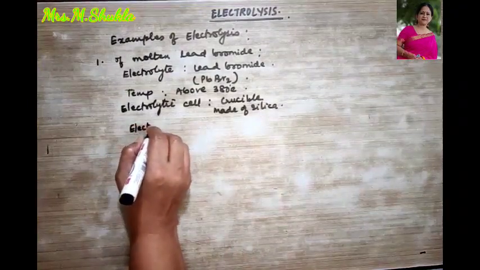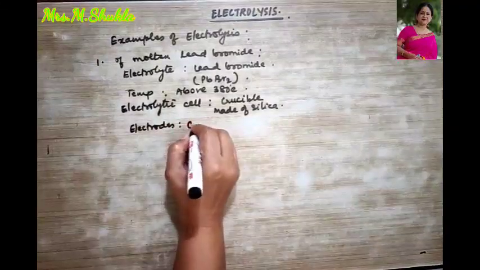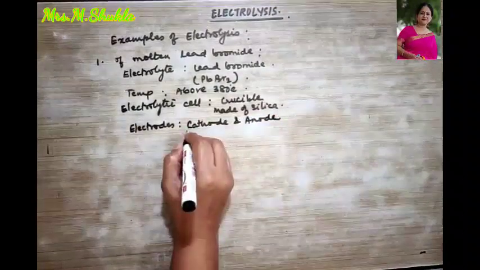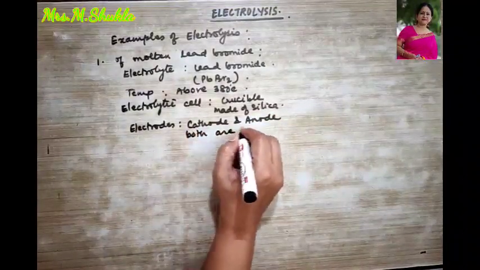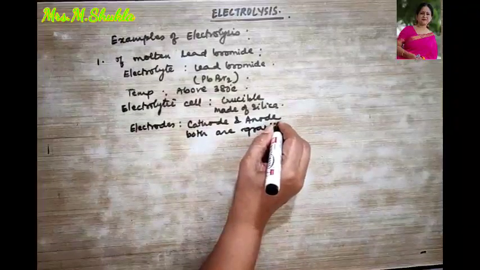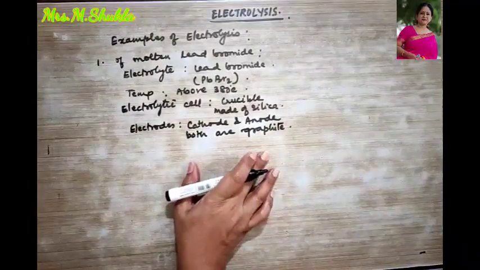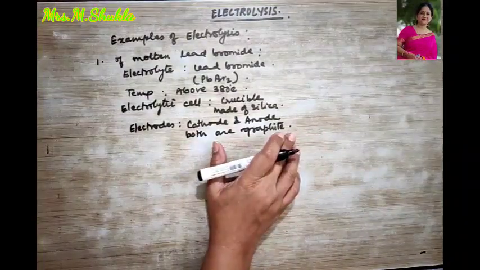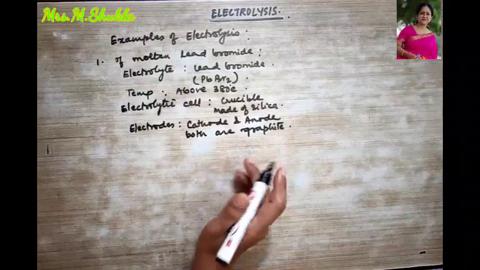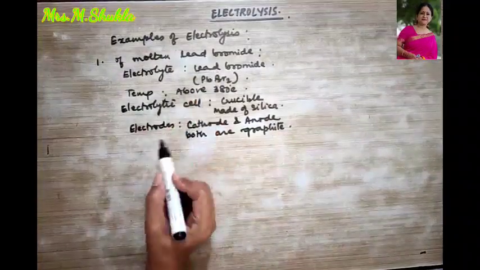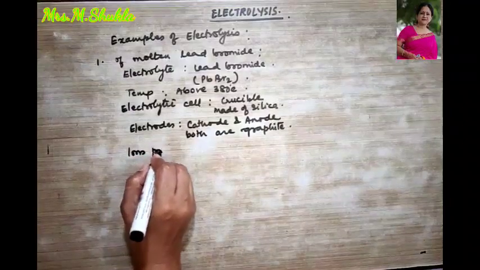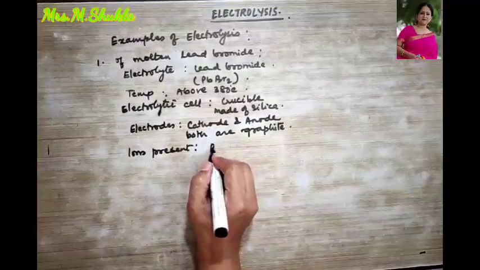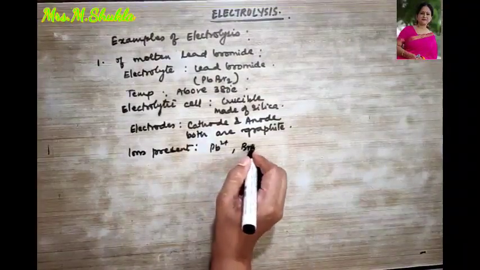The electrodes, cathode and anode, both are graphite rods. So if it is a graphite rod, what are we talking about? They are inert in nature, right? Now let us look at the electrolyte. What are the ions present over here? It is Pb2+ and Br-.